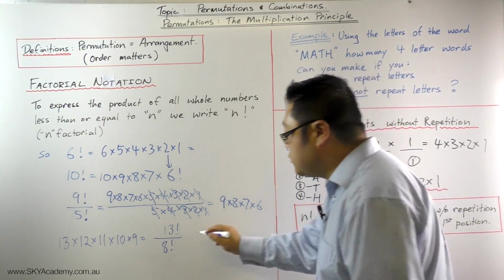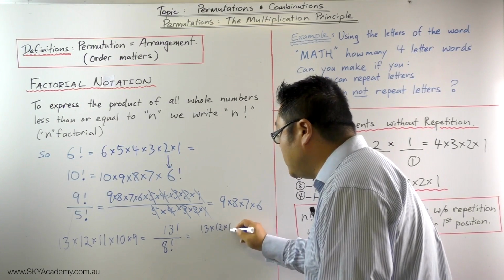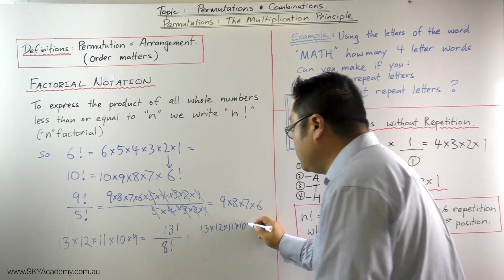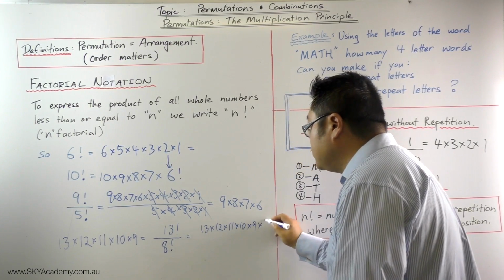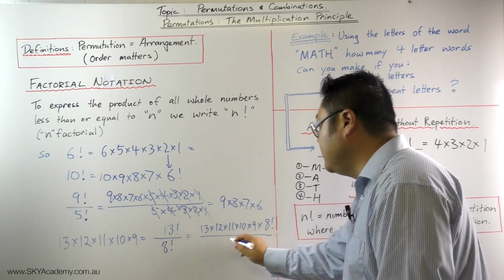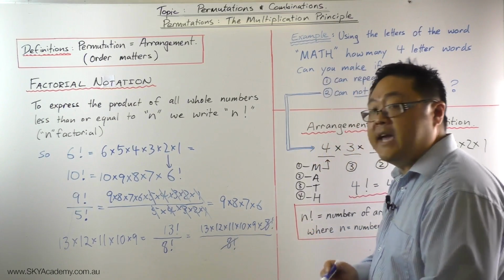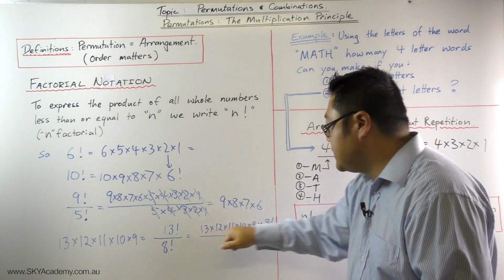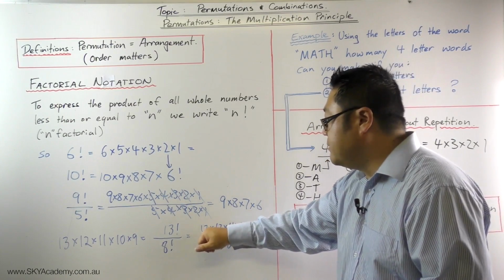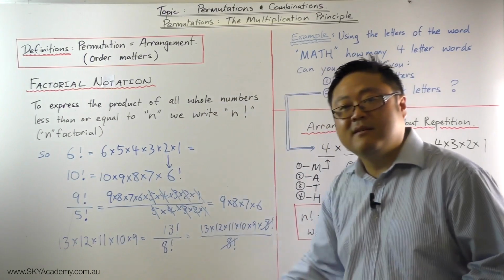Basically it does, because what you've got is 13 times 12 times 11 times 10 times 9 times whatever's left over, which is 8 factorial, over 8 factorial. The 8 factorials cancel and you're left with the product of the whole numbers from 13 all the way to 9. Does that make sense?